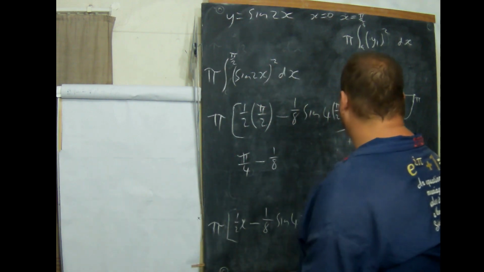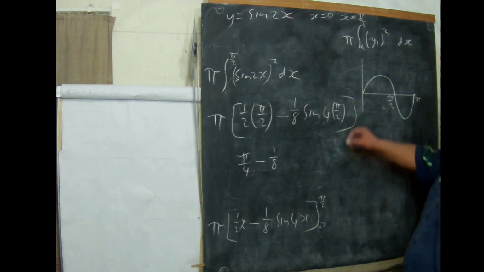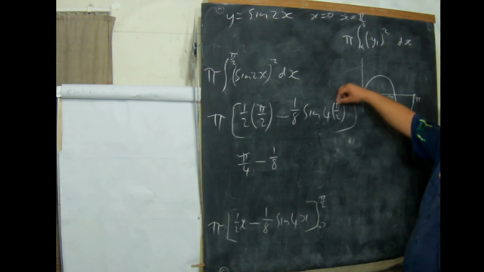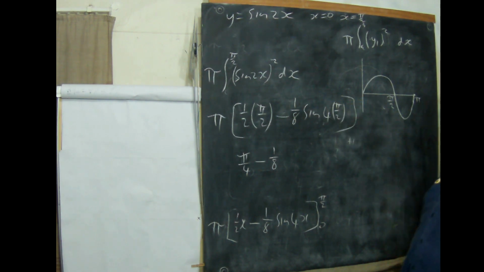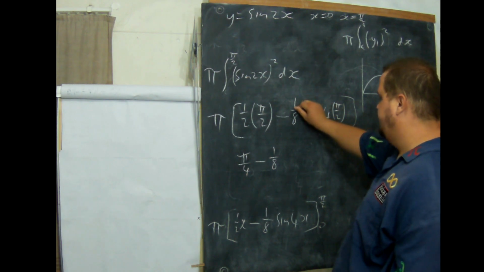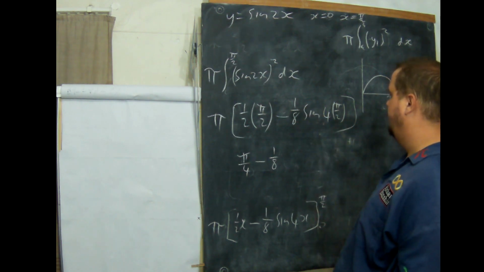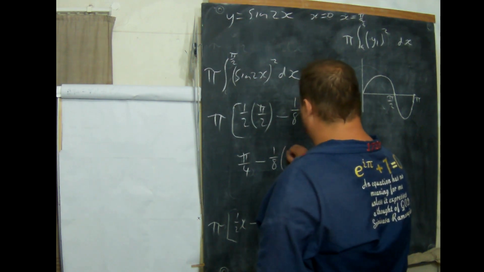Now, 4 sine 4 pi over 2. So 4 pi over 2 is 2 pi. 2 pi is 360. Sine 360 is 0. So because it's 0, 1 over 8 times 0 is 0.